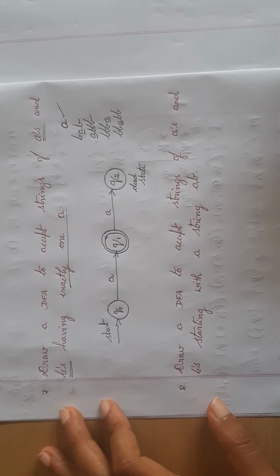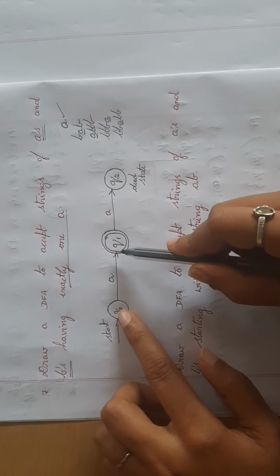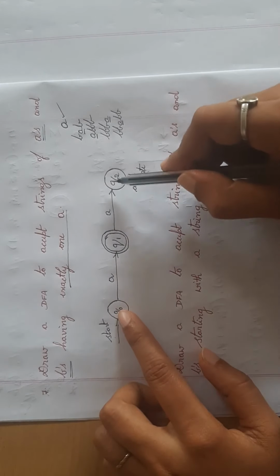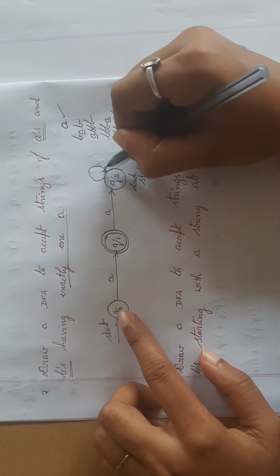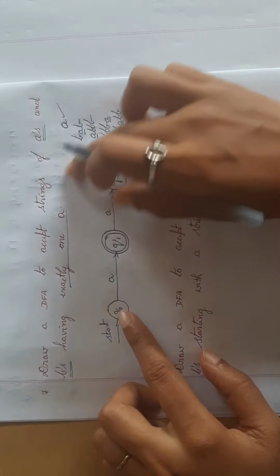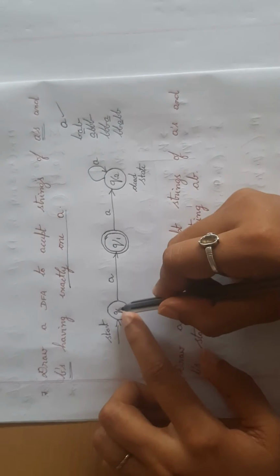Okay. So now what about B? Your input string consists of A's and B's. From Q0 I have taken A, from Q1 I have taken A, and Q2 is a dead state, so for A I will simply loop it here, and everything here will be discarded. Now I have to consider B. So what about this B?